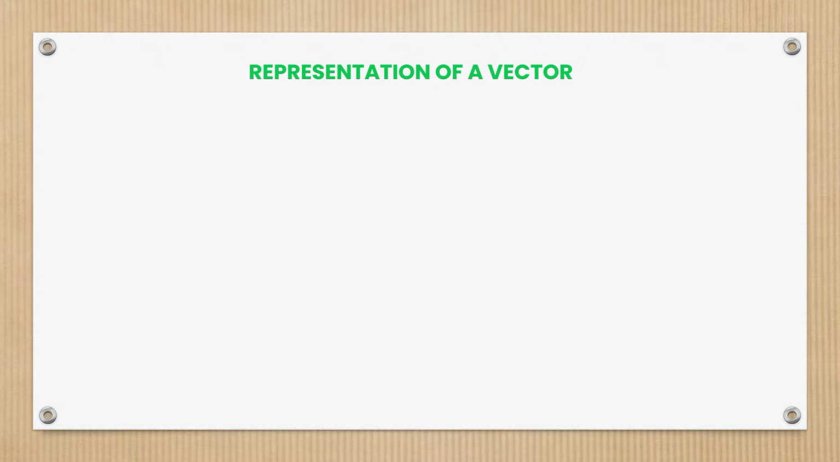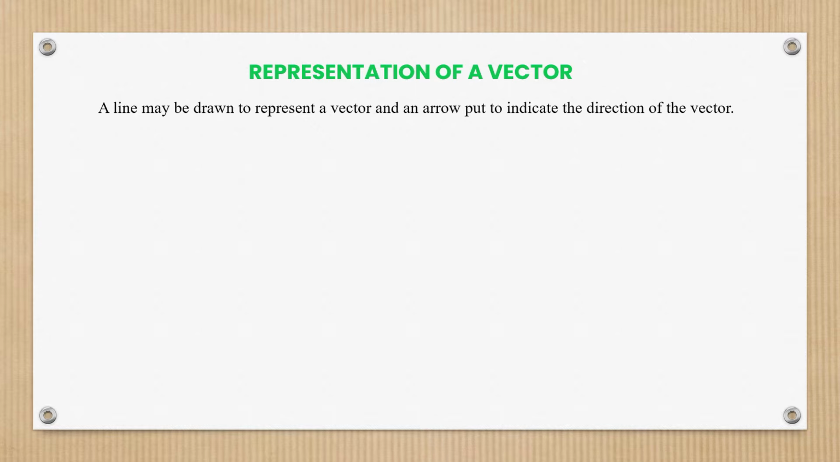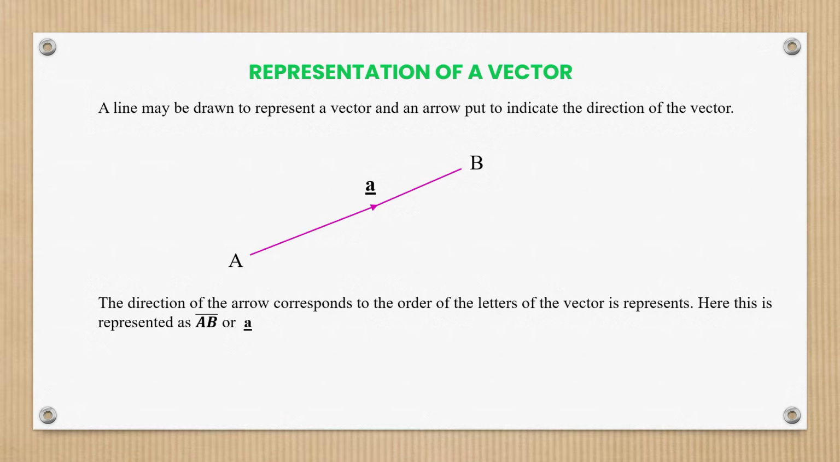Alright, let's look at the representation of a vector. Now, a line may be drawn to represent a vector and an arrow put to indicate the direction of the vector. For example, you can see the line here, and then you can see an arrow in the line that represents the direction of the vector. So this moves from point A to point B. Then you can represent the vector as small a underlined. So here we can say the direction of the arrow corresponds to the order of the letters of the vector it represents. Here this is represented as AB, or we can also call it A with an underlined dash.